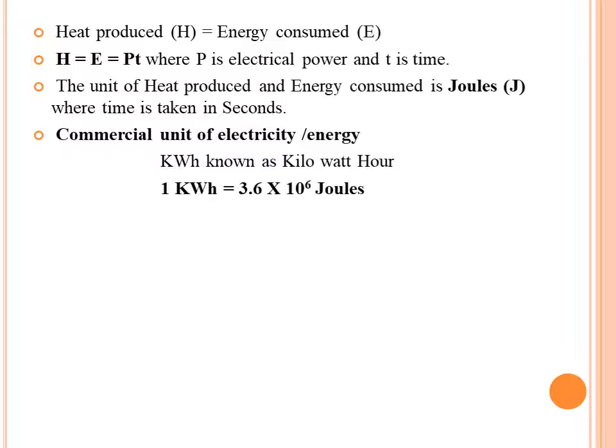But the commercial unit of electricity or energy is kilowatt hour. That is, whenever the electricity bill comes at your home, it comes in kilowatt hour only. 1 unit is equal to 1 kilowatt hour. So they calculate the number of units consumed by you in kilowatt hour, and then they multiply it by the cost of 1 unit.